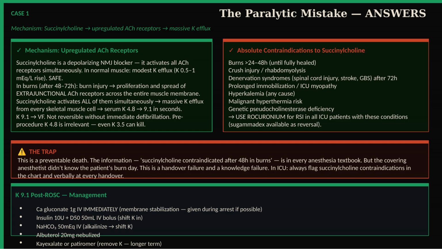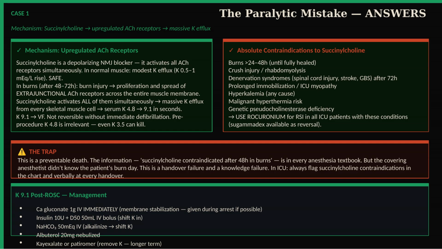And here's the brutal point. The pre-procedure potassium of 4.8 was completely irrelevant. Even a low normal potassium can kill this way, because it's the efflux, not the baseline, that does it. So memorize the absolute contraindications, because this is preventable death.